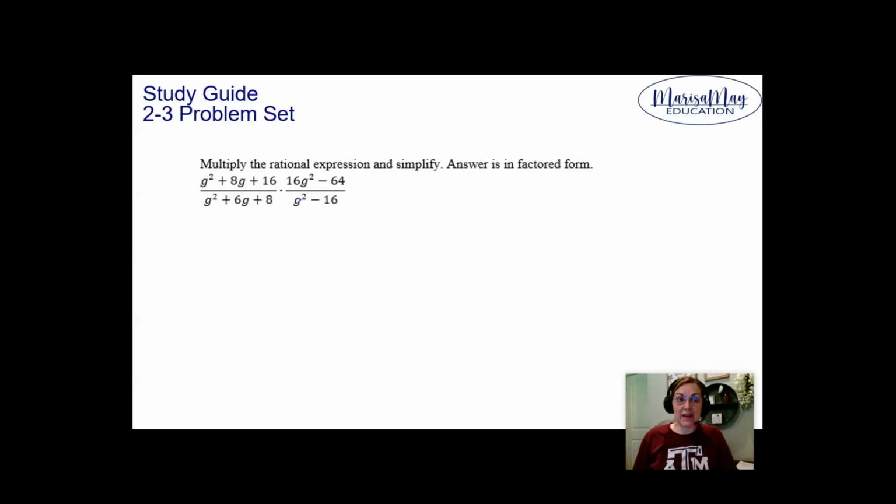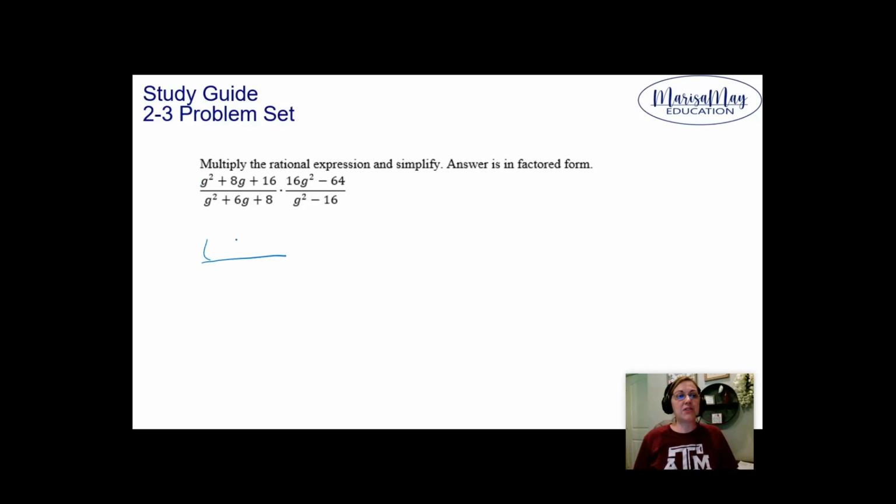Look at multiplying this rational expression. Now, before we actually do any multiplying, we're going to start with factoring. So I'm going to factor every part of this problem to look for anything that would cancel. So let's start with the top left.